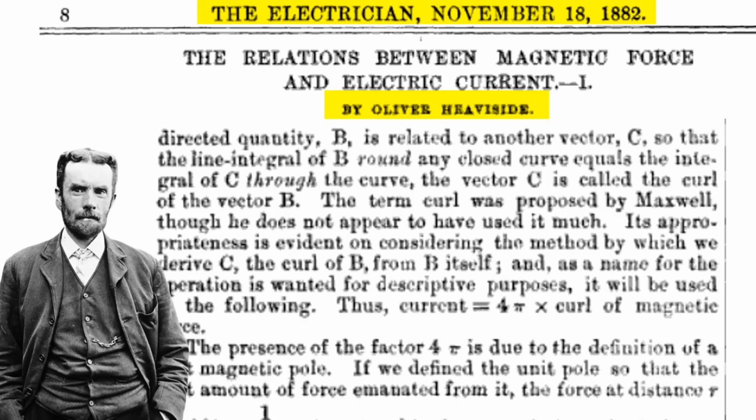Starting in 1882, at the request of the editor, Heaviside started to publish in a weekly trade journal called The Electrician. And in November of 1882, Heaviside published his first paper on the mathematics of magnetic field from a current-carrying wire, where he used Maxwell's term of curl in isolation, without using any other forms of the quaternion.